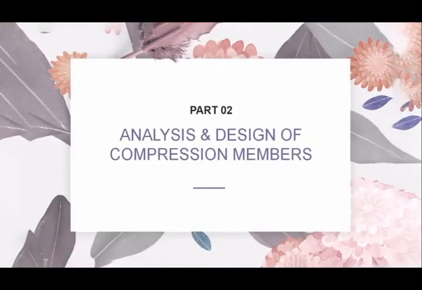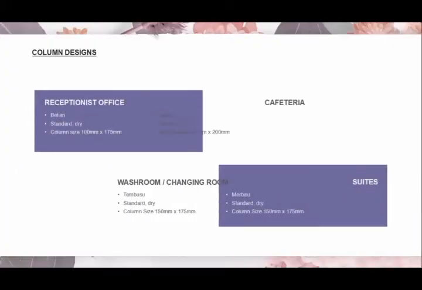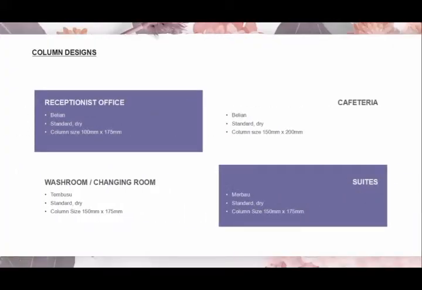Next, I will present the analysis and design of compression members. This is the key plan for our chalet. For the column designs, for the receptionist office, we use Belian with a size of 100 mm x 175 mm. For the cafeteria, we also use Belian with a size of 150 mm x 200 mm.